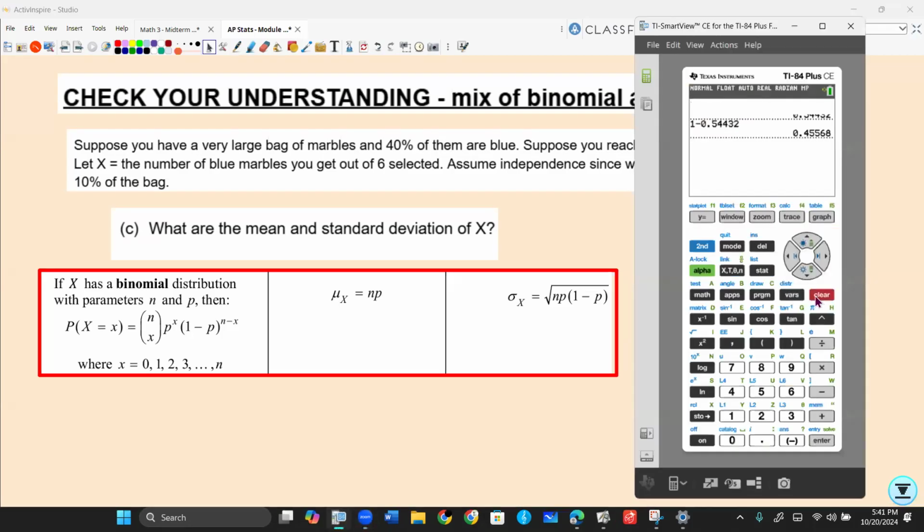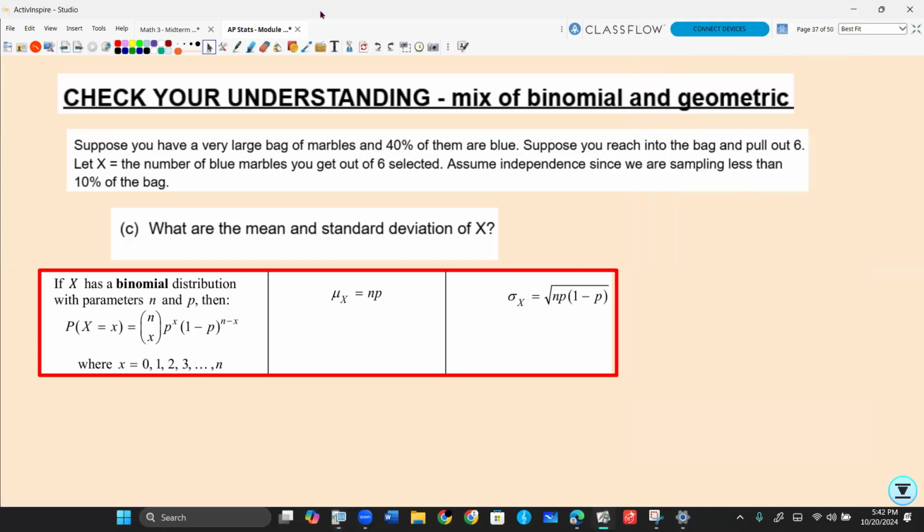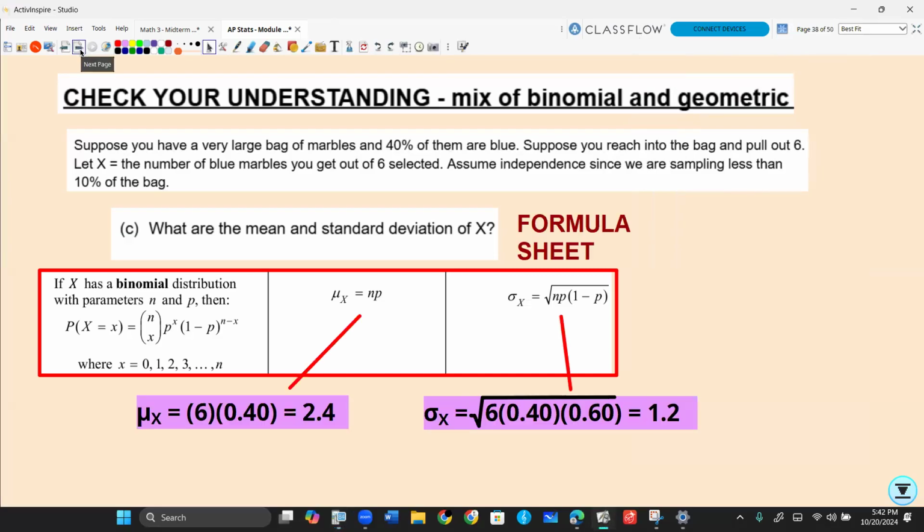We'll go into our calculator and do that real quick. So the number of trials is 6, so 6 times the probability of success, which is 40%. We would expect to get about 2.4 blues. For the standard deviation, square root, and it's the same number, 6 times 0.4, but then we multiply that by 1 minus that, which is 0.6. And there's your standard deviation, in this case about 1.2. We weren't asked to interpret it, so I don't have to worry about that right now.